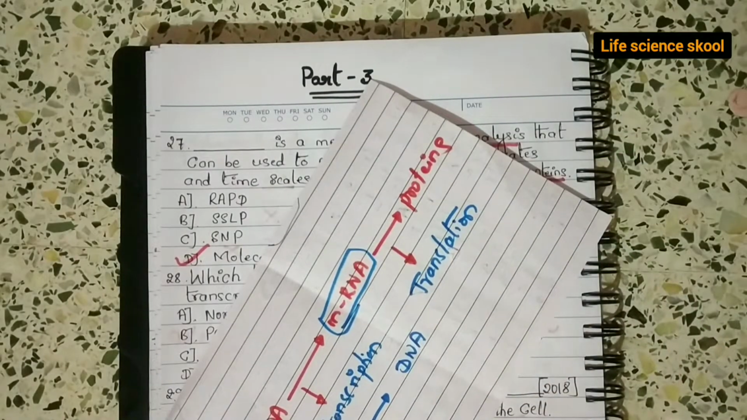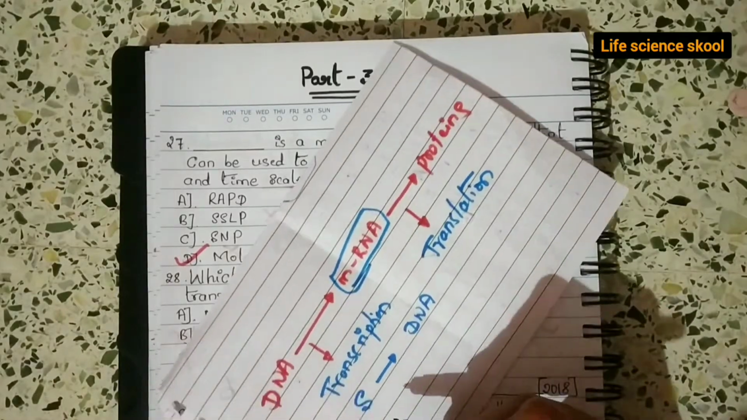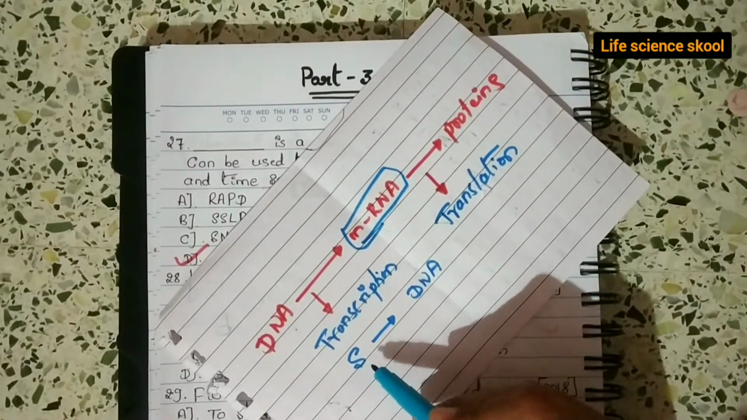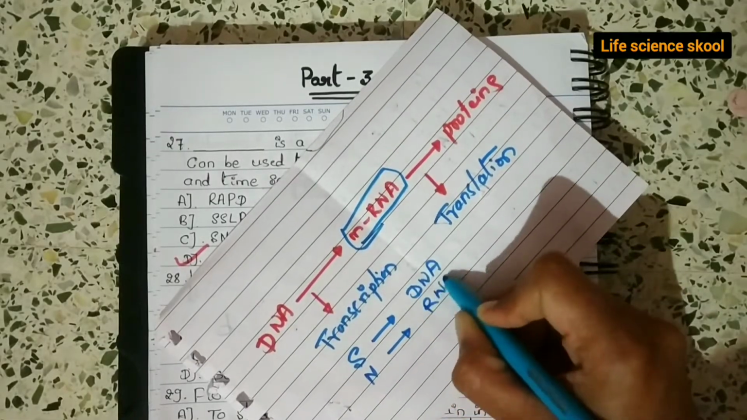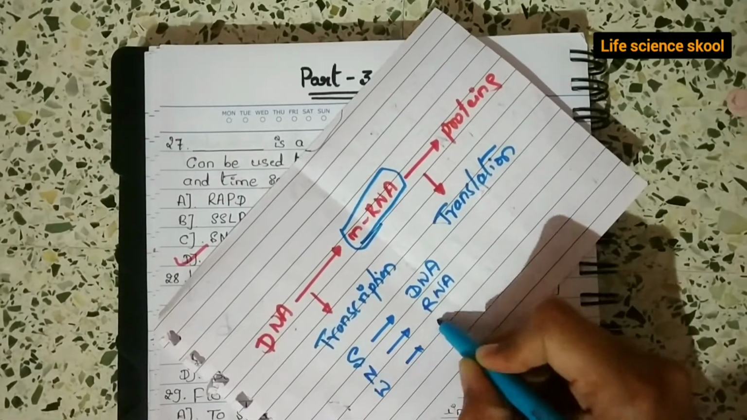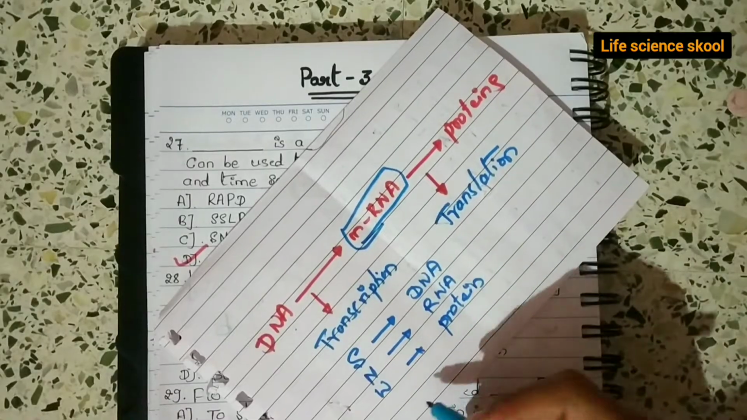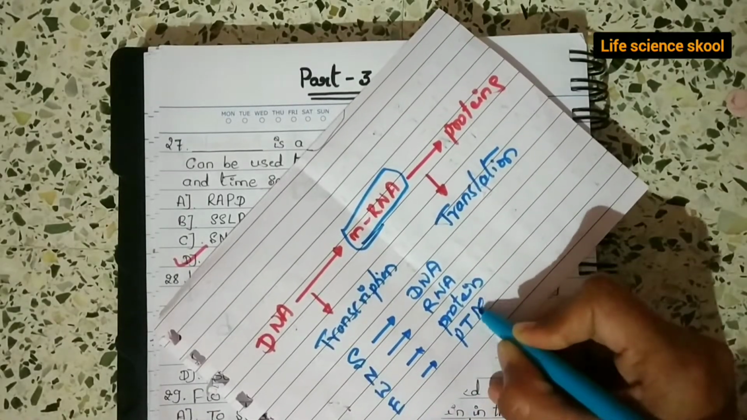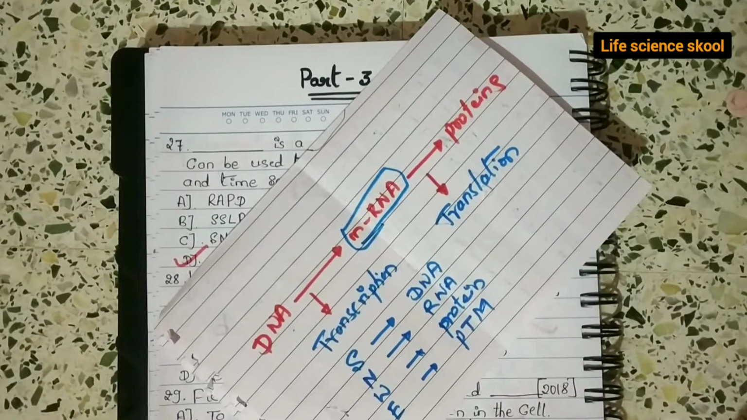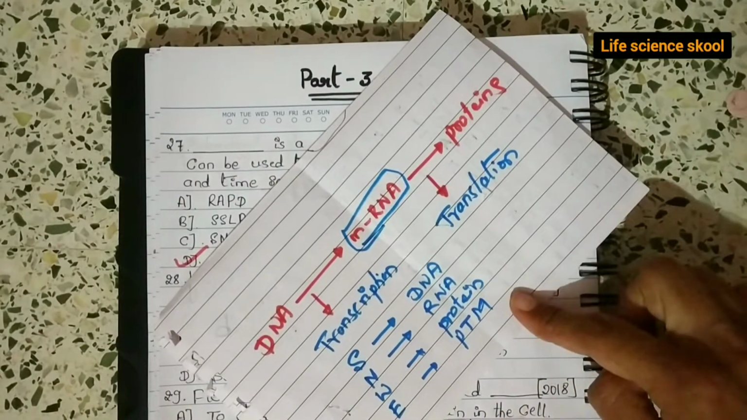If you have to identify a particular DNA, that can be done using the Southern blot. Then the Northern blot is for RNA, the Western blot is for protein, and the Eastern blot is for post-translational modification. Right? So these are the four key points I have given here.